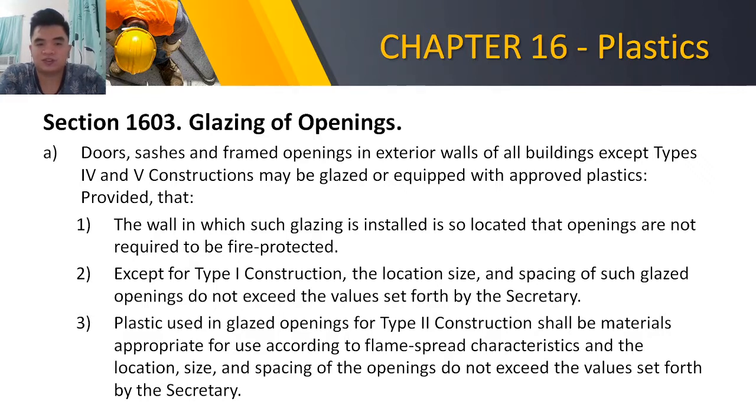Except for type 1 construction, the location, size, and spacing of such glazed openings do not exceed the value set forth by the Secretary. Plastic used in glazed openings for type 2 construction shall be materials appropriate for use according to flame spread characteristic, and the location, size, and spacing of openings do not exceed the value set forth by the Secretary. So, sashes, mo ni siya kung asa nakakabot itong glass window. So, it is referring to installation of doors, sashes, and framed openings in exterior walls.